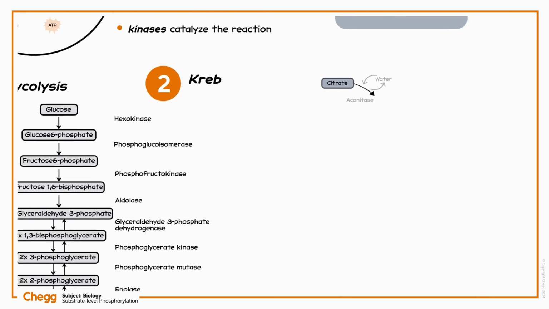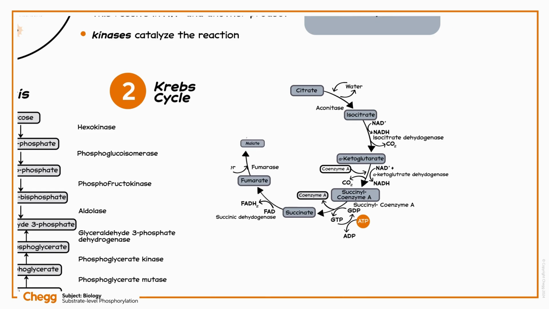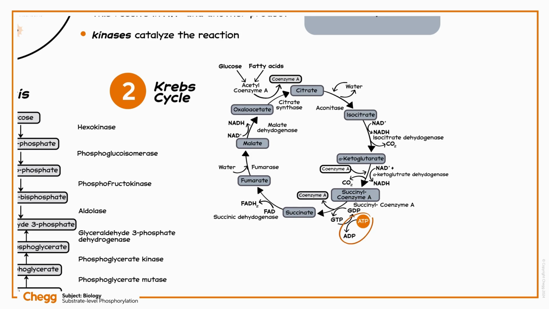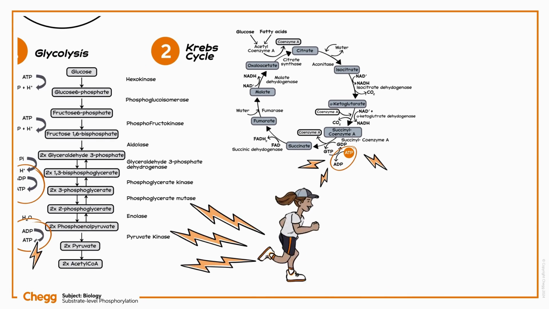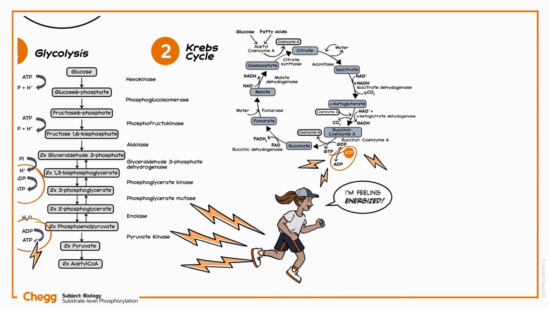What about during the Krebs cycle? Substrate-level phosphorylation occurs as the enzyme succinyl-CoA synthetase converts succinyl-CoA, the substrate, to succinate, the product.